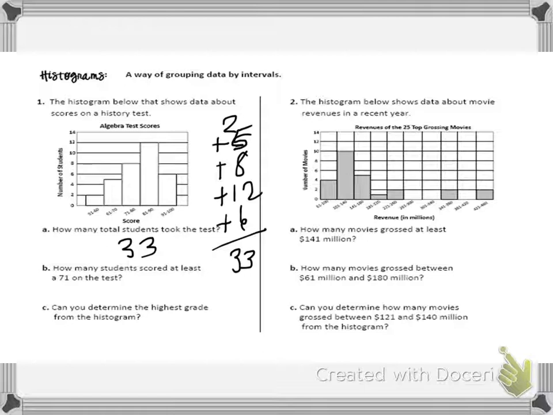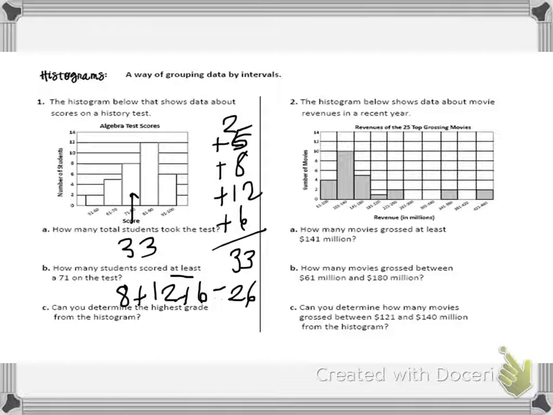How many students scored at least a 71 on the test? Now, at least means a 71 or greater. So here's our group of 71. There are 8 of those, plus the 12 that's greater, plus the 6. So that is 26 kids who scored at least a 71 or greater.